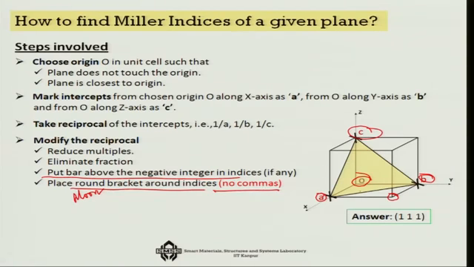That means, in this case, if I follow that notation, let us say A, B and C are all 1, 1, 1. Their reciprocals are also 1, 1 and 1. Okay, so there is no question of reduction of multiples or fractions here. So, now we can directly write it with a round bracket as (111) without any comma. So, that is how you can find the Miller index of a given plane in this particular case.